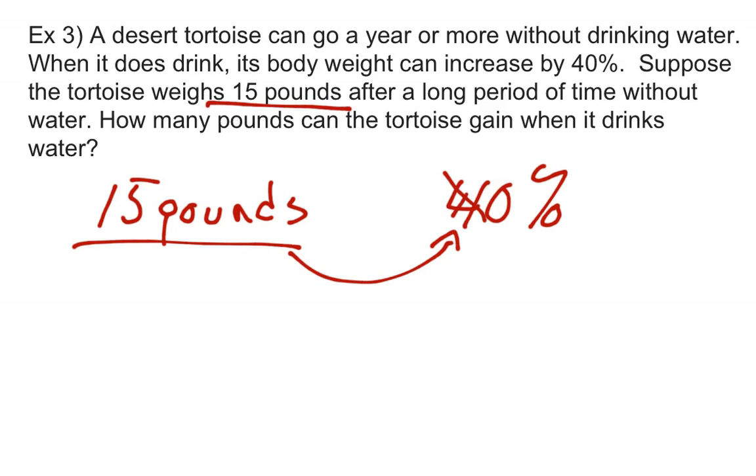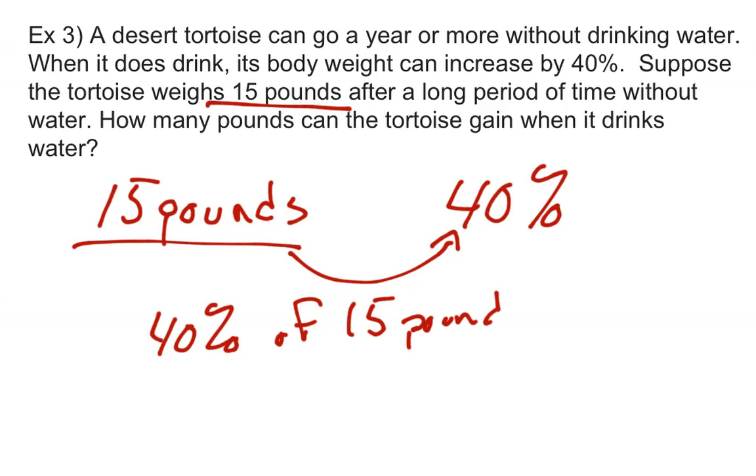What if it was 50%? If it could gain 50% of its weight, well, 50% of 15 is exactly half. That would be 7.5 pounds. But it's not 50%, so it's not going to gain 7.5. It's going to gain a little bit less than that, only 40%. So we have to find 40% of 15 pounds.